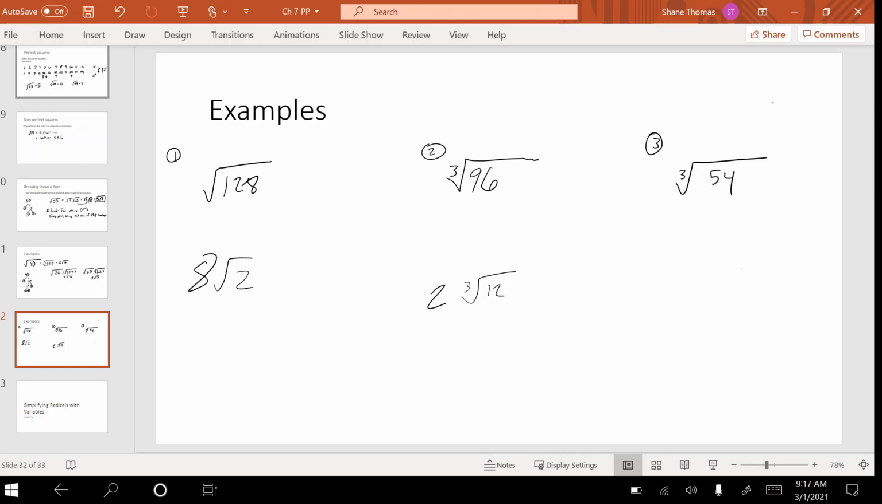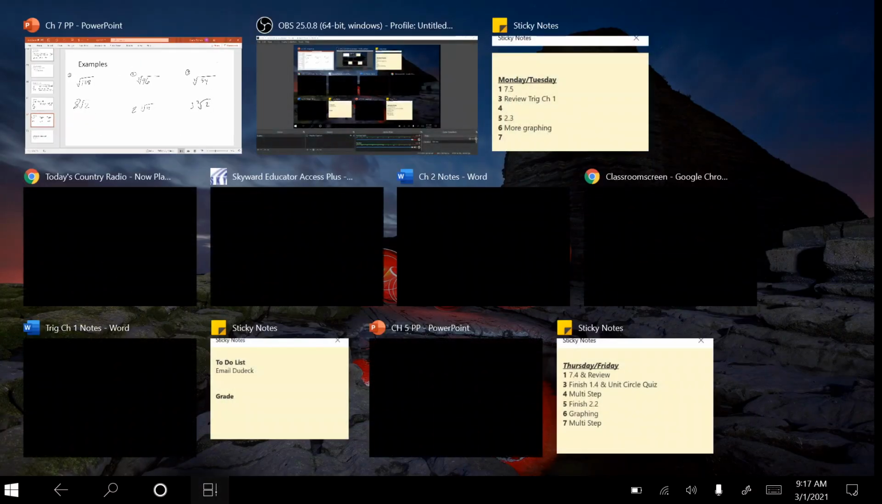All right, last one, 54. 54, we had 2, 3, 3, 3. Yes. I have one group of 3. I have 3 threes, so I can bring 3 threes out front. So I have 3. Third root of leftover is a 2. I agree. Questions? Wait, no, go back.